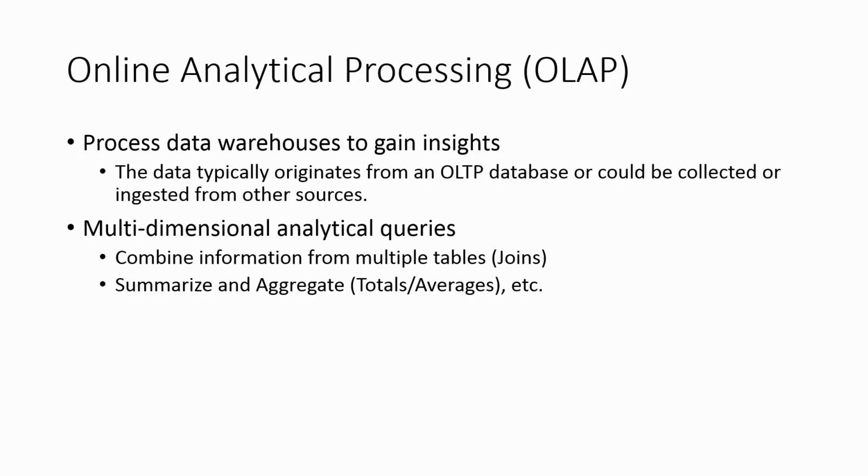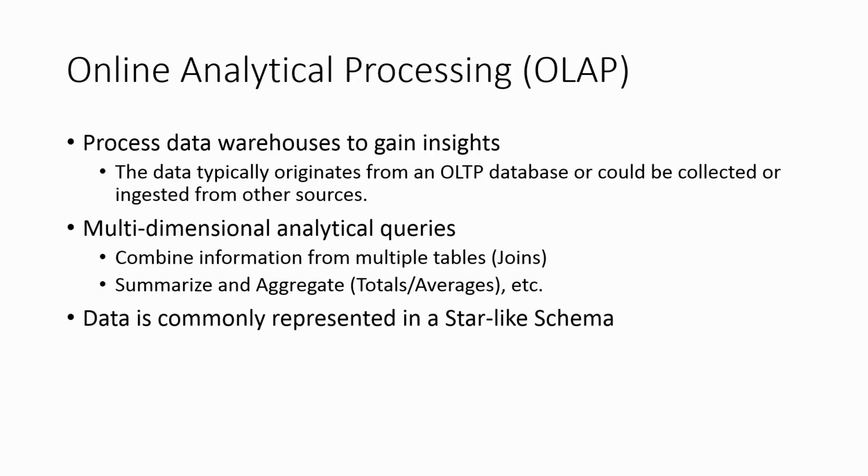Now, the type of queries that you do in OLAP are multidimensional analytical queries. So you are required to combine information from multiple tables. You might have to do a lot of join queries, and then you might have to summarize or aggregate the information that is combined from multiple tables. So you might have to calculate a total or an average. And the data is commonly represented in a star-like schema, and I'll explain that in a second.